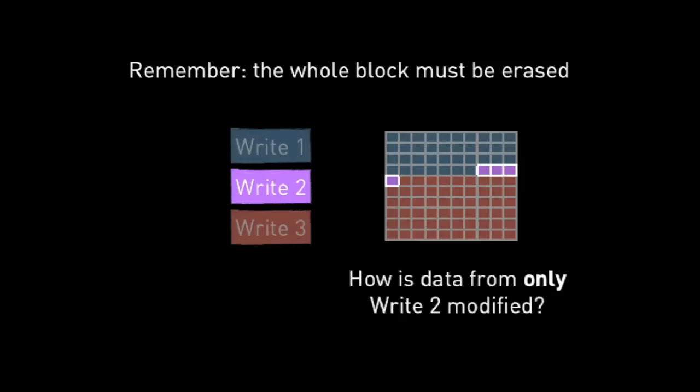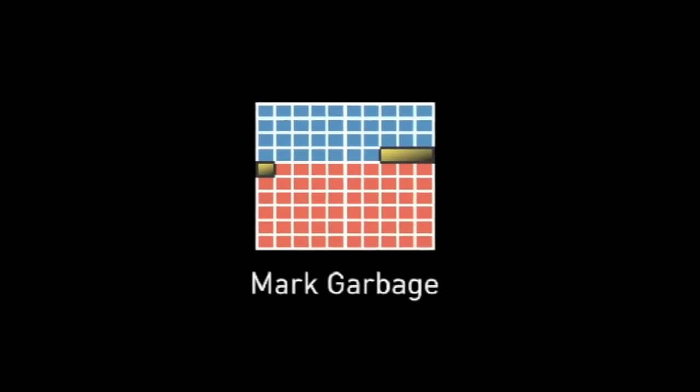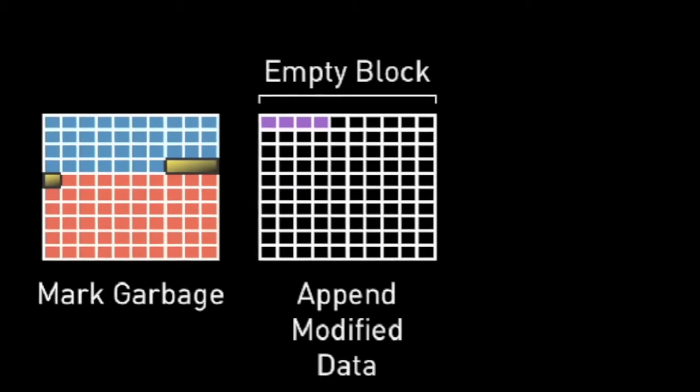So if the whole block must be erased, how is data from only write two modified? How do we do that? Well, what we do is we actually just mark that as garbage. So we take what was there, and we have a separate area that we have a garbage store. We collect information about the drive, and we mark that region as garbage. And the controller does this. And then we find an empty block or a partially empty block, and we append the modified data there. And there's a mapping that the drive does to kind of redirect all the writes to this new area.